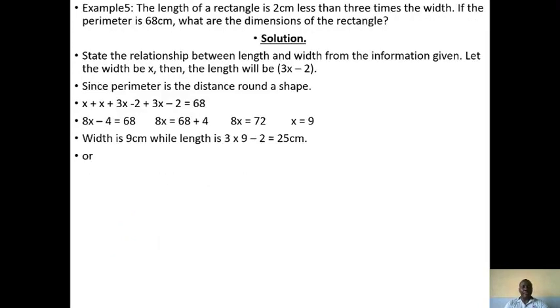So now we are looking at Example 4. Example 4, another word problem. I have to use two methods so that you know that it is not a must that you change the equation into simultaneous equations. You can use other methods as well. The question said that the length of a rectangle is 2 centimeters less than 3 times the width. So that simply means that for you to know the length of the rectangle, you need to determine the width of the rectangle.